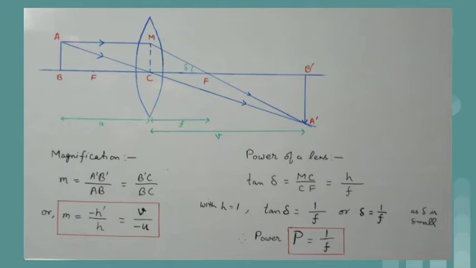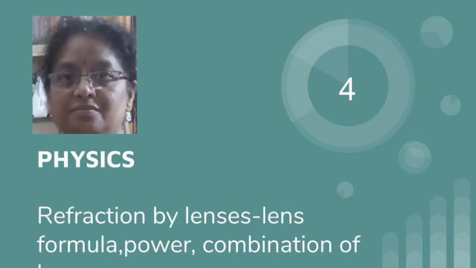The unit of power is diopter, which is denoted by capital D. 1 diopter is equal to 1 meter inverse. The power of a lens having focal length of 1 meter is 1 diopter. It is positive for a converging lens and negative for a diverging lens. For eye, a corrective lens of power plus 2.5 diopter is a convex lens of focal length 40 centimeter, and a lens of minus 2.0 diopter is a concave lens of focal length minus 50 centimeter.